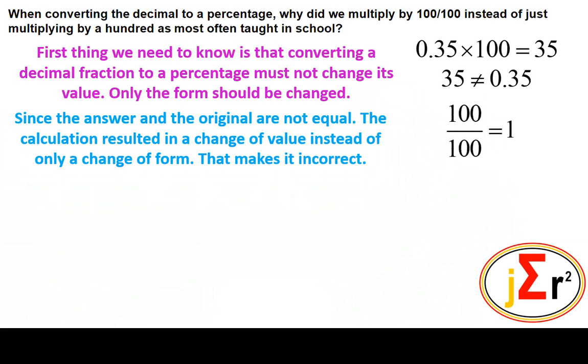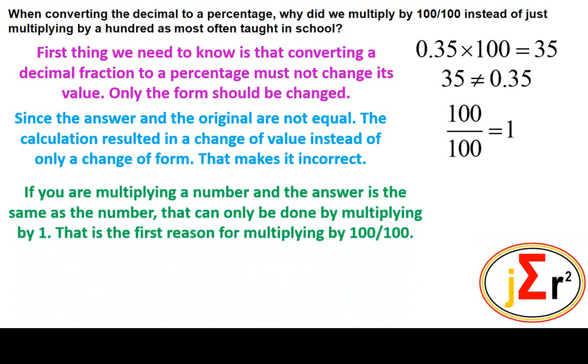We multiply now by 100 over 100 because by doing so the value does not change, because 100 over 100 is equal to 1. If you are multiplying a number and the answer is the same as the number, which is what is required, that can only be done by multiplying by 1. That is the first reason for multiplying by 100 over 100.